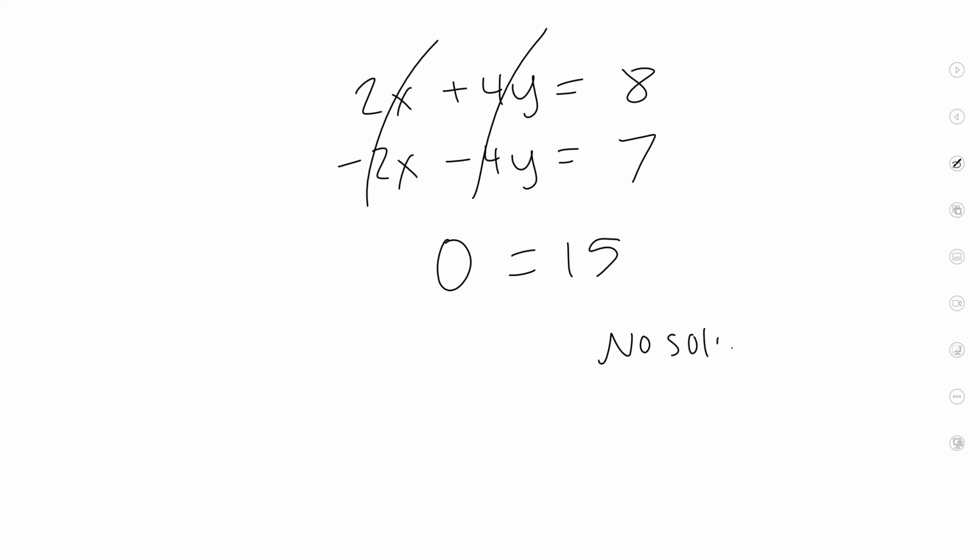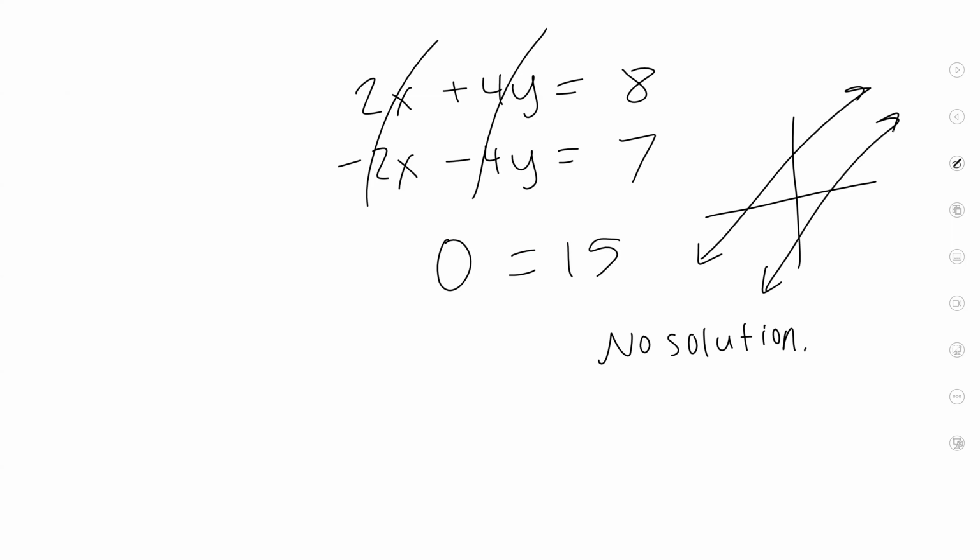What do you know about the lines if there's no solution? They don't intersect. They're parallel. So if you graph these lines, they never touch each other. That's why there's no solution. They're parallel lines. Okay, so you might see a case like this where there's no solution.